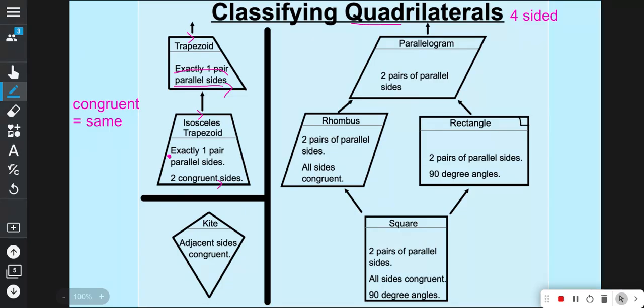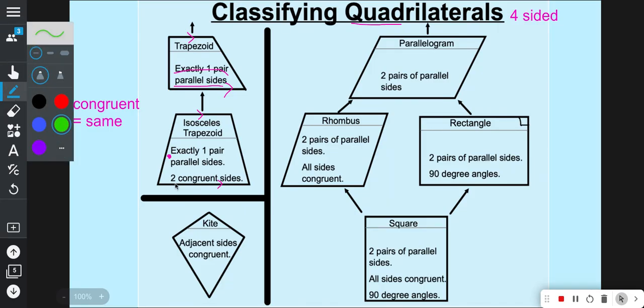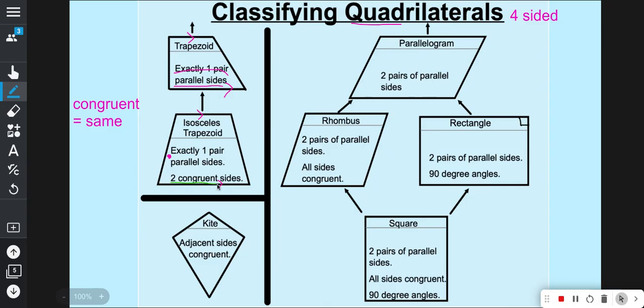Isosceles trapezoids adds to the definition. So we're going to change our color here. It adds that it has 2 congruent sides. Now remember, congruent means the same. And we show that with those little dashes. So that side there is congruent to this side over here. An isosceles trapezoid can be called a trapezoid because it fits the definition. A trapezoid cannot always be an isosceles trapezoid. It only can if it has the 2 congruent sides.